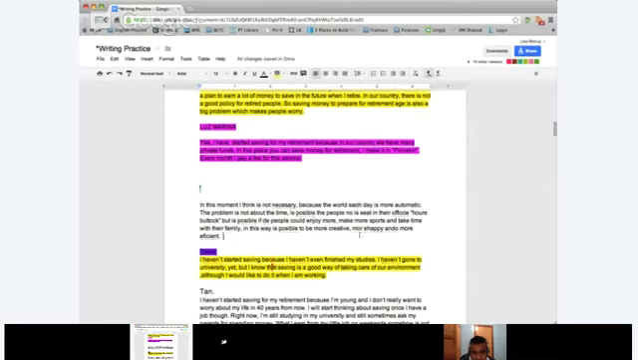Okay. In this moment, comma, I think it is not necessary because the world each day is more automatic. The problem is not about the time, as it is possible. What do you mean by hours? Are they sitting on their butts?